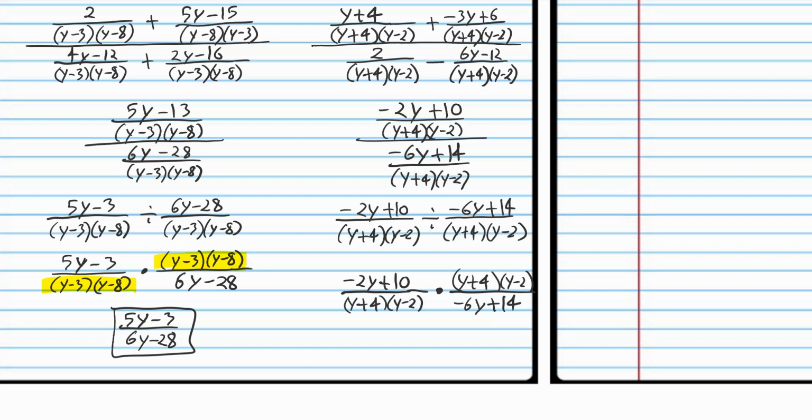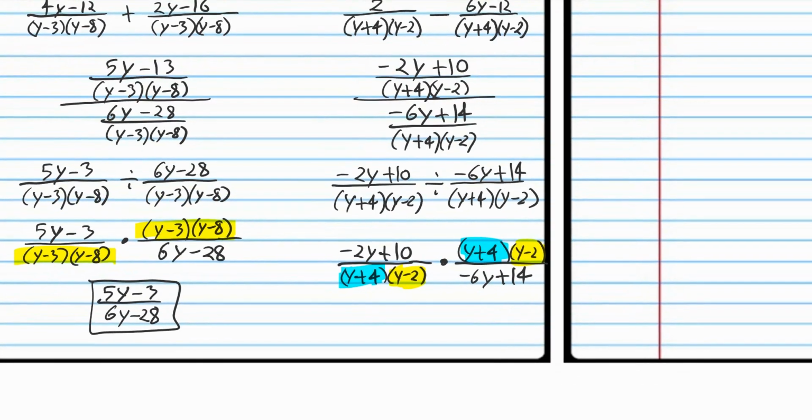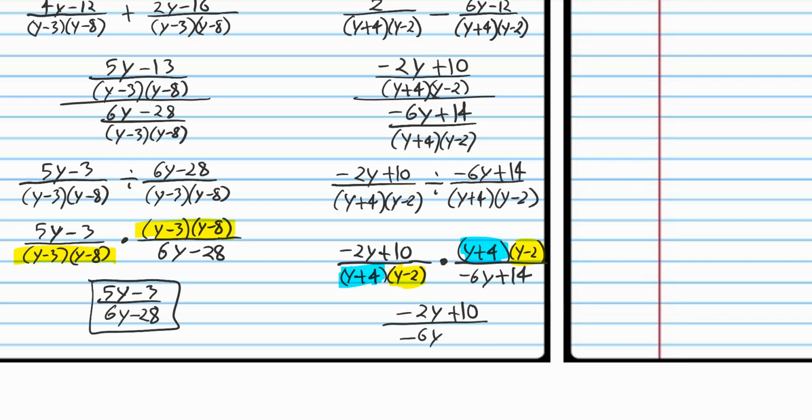And as usual, we're going to cancel out. Whoops. I'm going to do different colors for each factor. Should have done different colors for each factor here. I forgot about that. Well, it doesn't really matter. All right, so now we get negative 2y plus 10 over negative 6y plus 14.